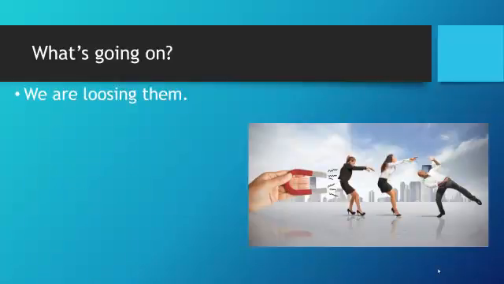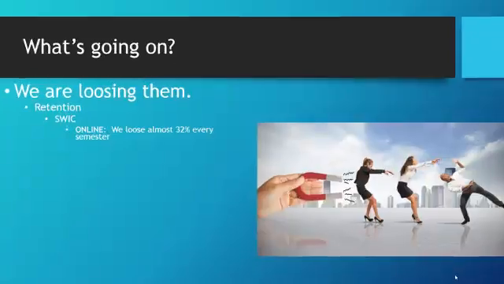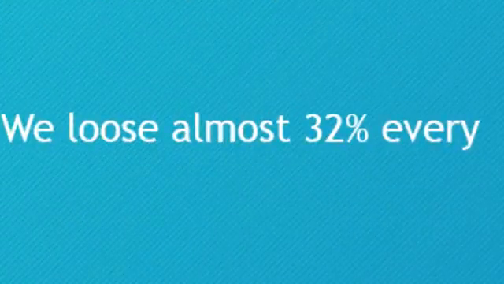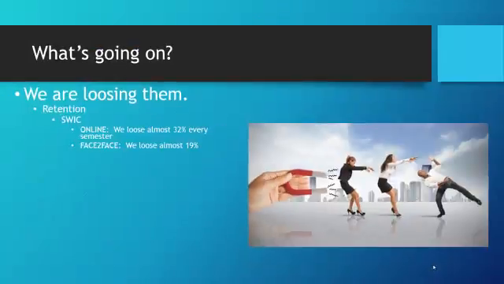The biggest issue is that we're losing them. We are losing our students in our online classes. We have an issue of retention. At SWIC alone, we are losing more in our online classes than we are our face-to-face. Quite a bit more, actually. In our online classes, we lose almost 32% every semester, while in our face-to-face classes, we lose almost 19%. So it's quite a big difference for us to experience that drastic amount of students leaving.